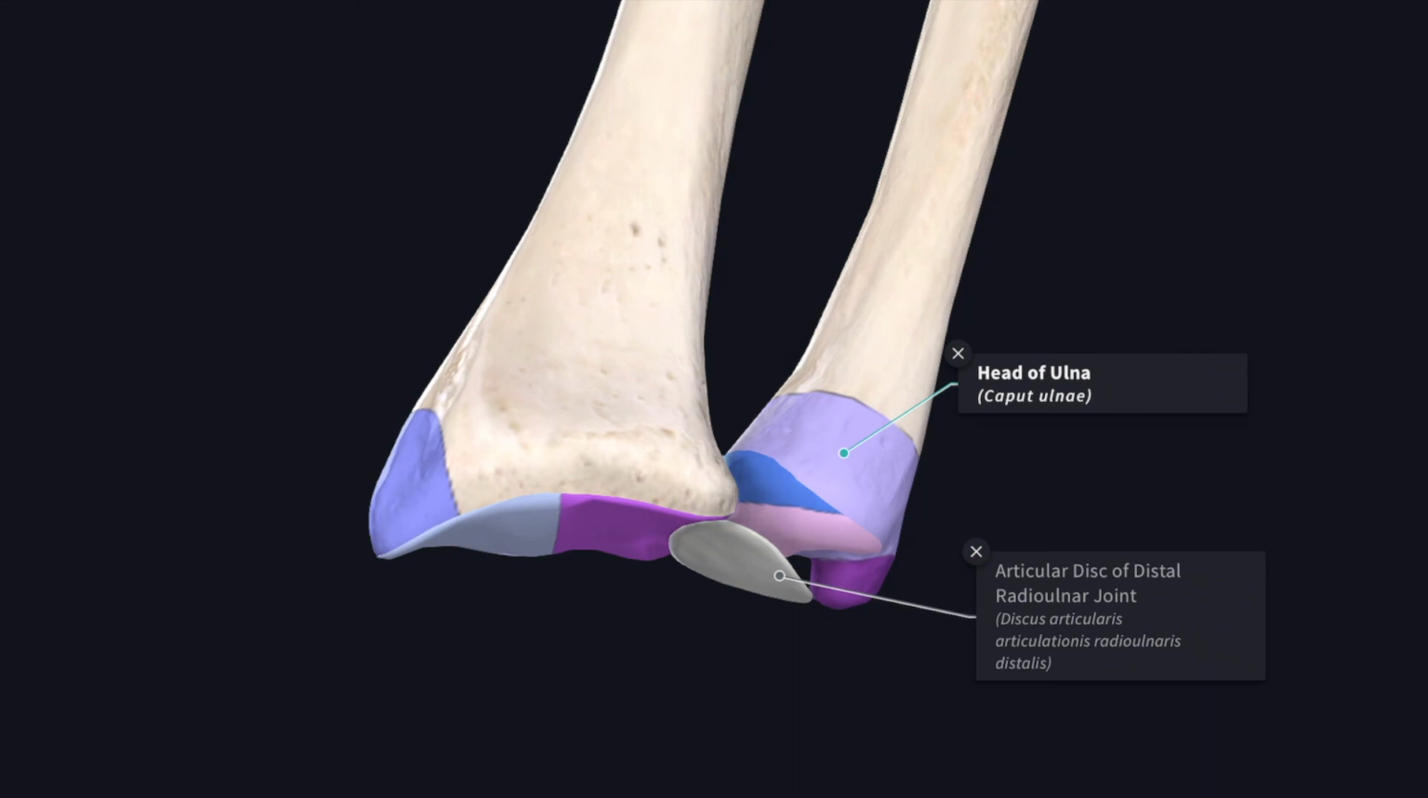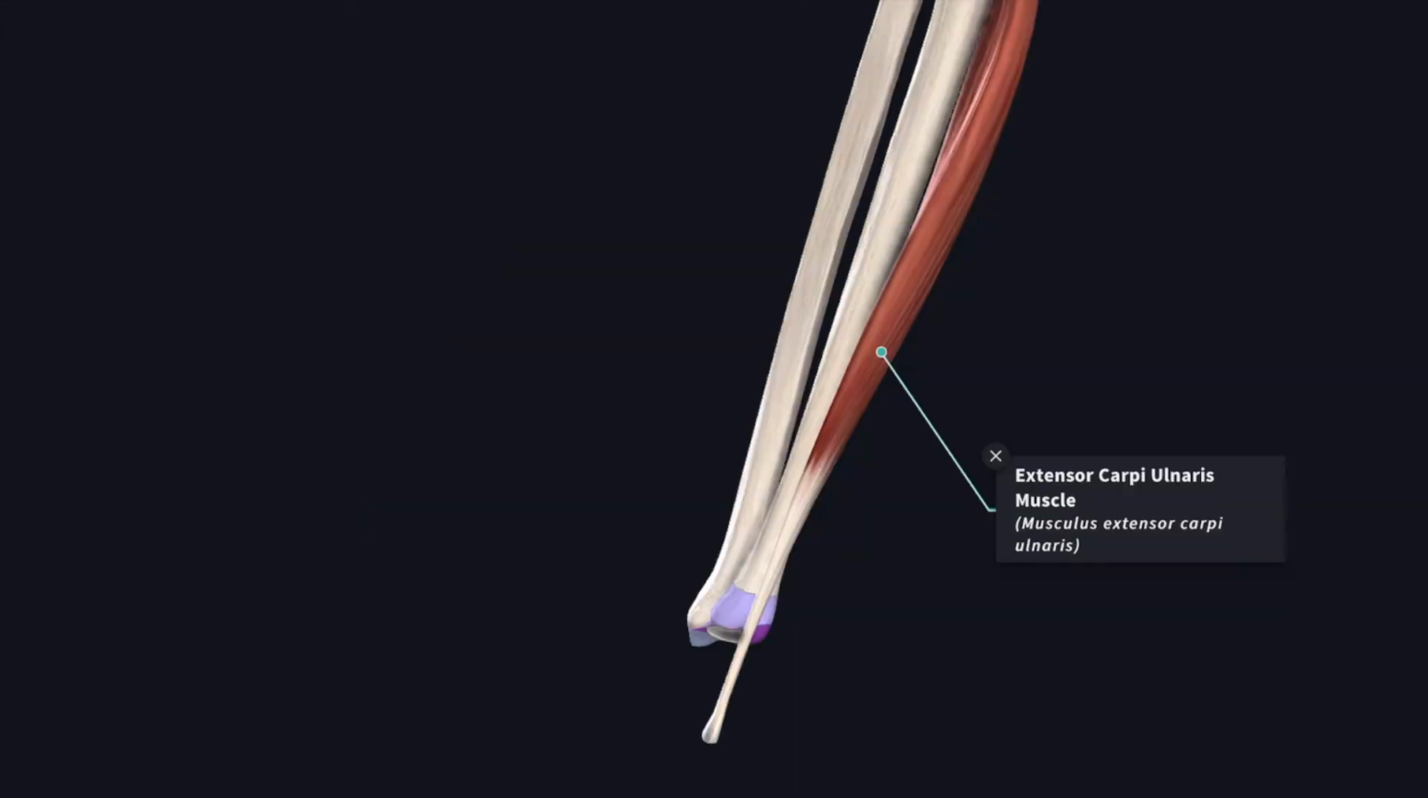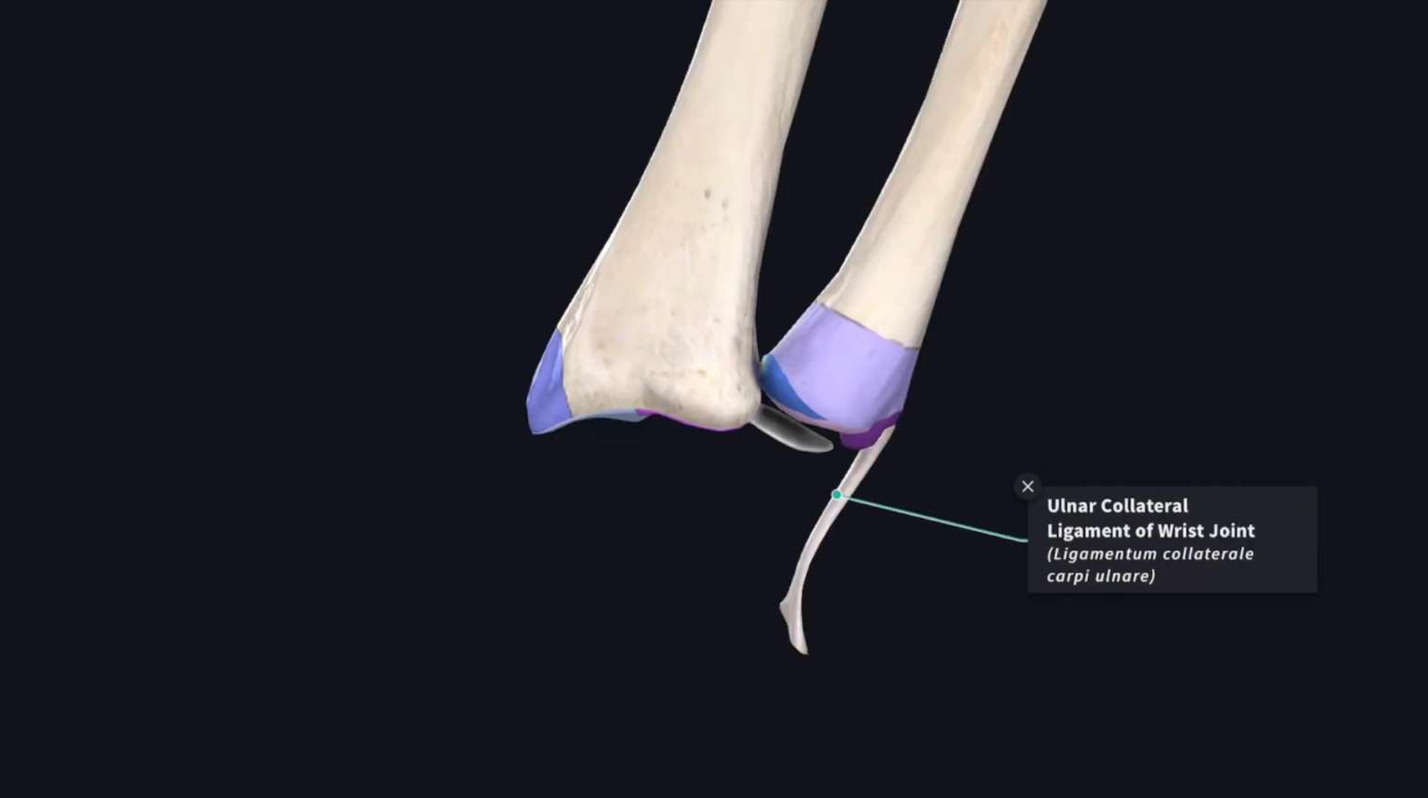A groove between the styloid process and the posterior surface of the head of the ulna lodges the tendon of extensor carpi ulnaris muscle. The styloid process gives attachment to the ulnar collateral ligament of the wrist joint. The radial styloid process lies 2 cm below the ulnar styloid process.